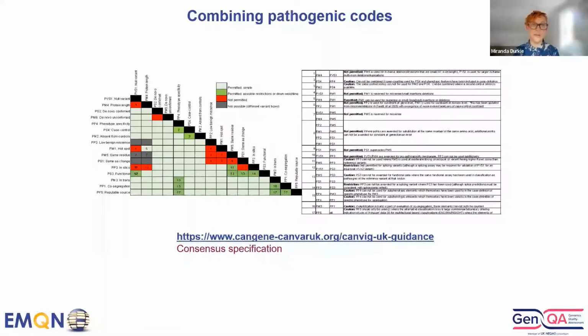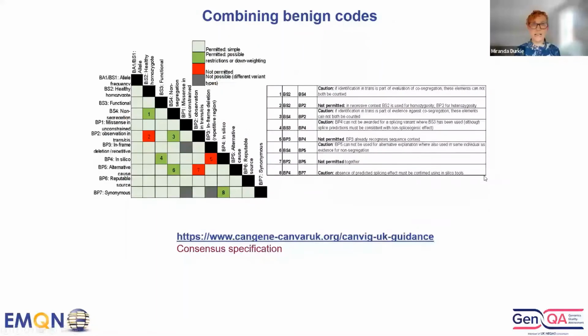So where it's shown in light green is you can use those codes together. Where it's in the darker green, sorry, with the number, you can use them, but there is a caveat that's shown in the table on the right, and those in red are not permitted to be used together. And again, that's all explained on the grid on the right. And we have exactly the same for the benign codes. So hopefully you'll find this useful when you're classifying your variants.